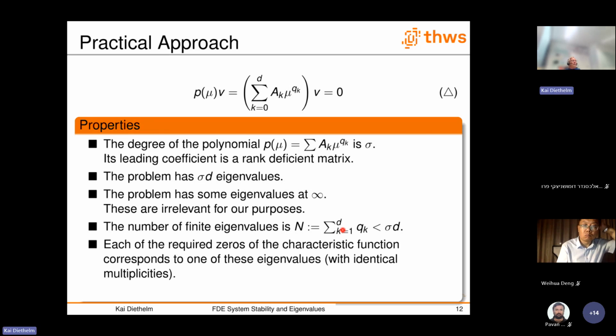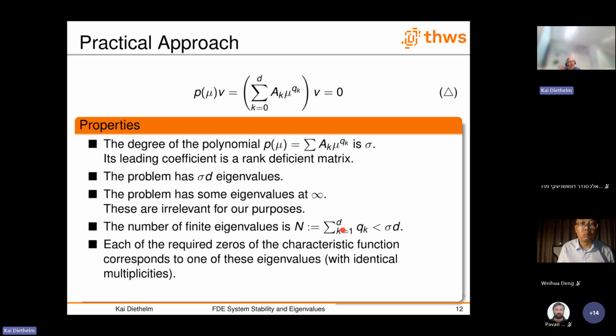And each of the required zeros of the characteristic function corresponds to one of those eigenvalues. And the multiplicities are the same. And by corresponding, I mean for each zero of the characteristic function that we have, which has a certain multiplicity, we can find an eigenvalue of this polynomial eigenvalue problem with the same multiplicity.